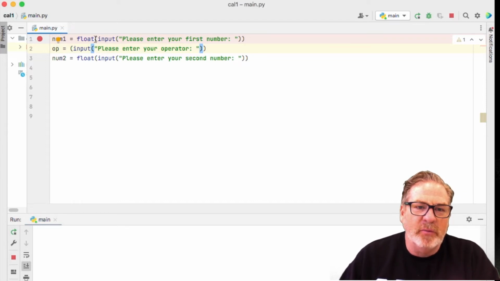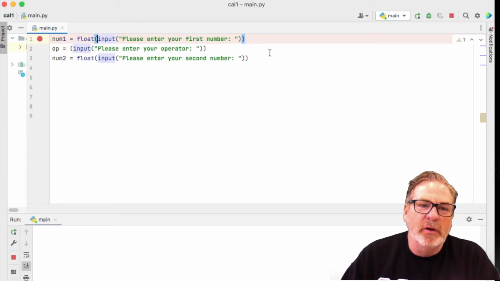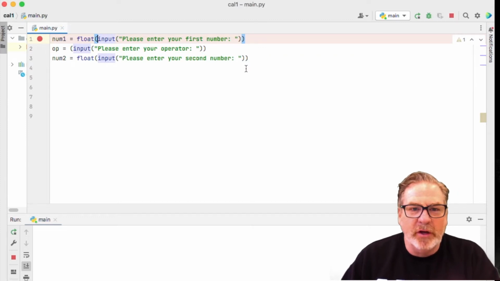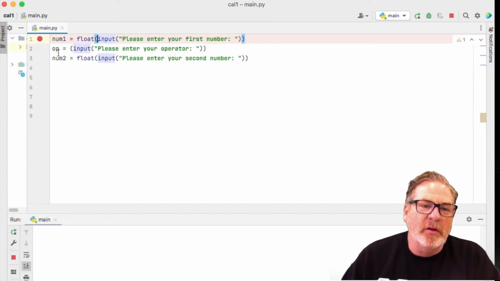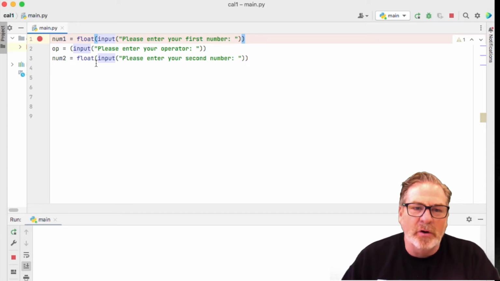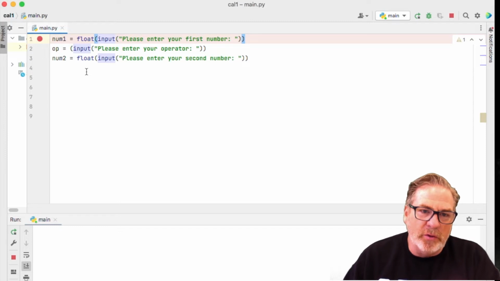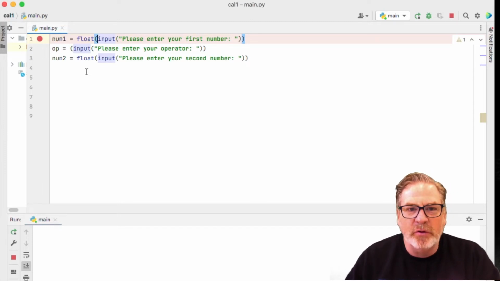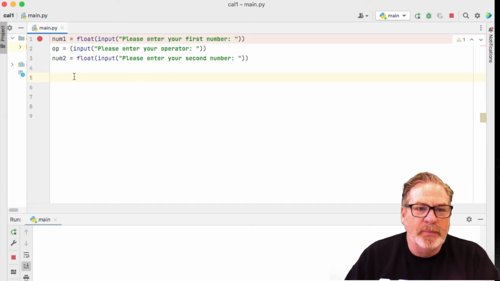And again, it's going to have to be a float because we want to put in numbers that are not just whole numbers. And then we take some input, which we've done a lot. So input, please enter your first number. Then I have a second variable, which is OP for operator. So then I say, please enter your operator. And next, I'm going to have num2, which is the second number. And I'm going to say, it's also a float. I want to take input, and I say, please enter your second number.